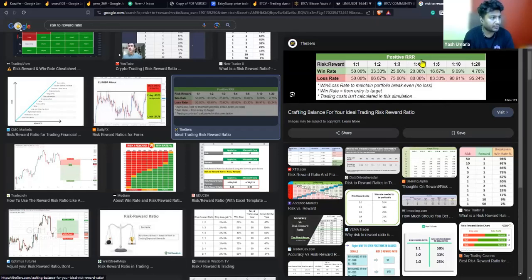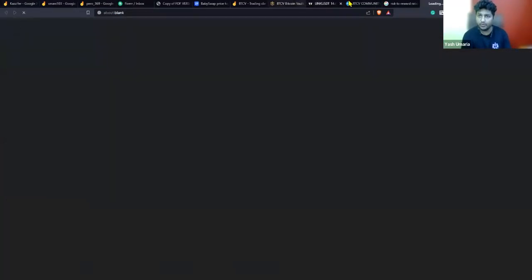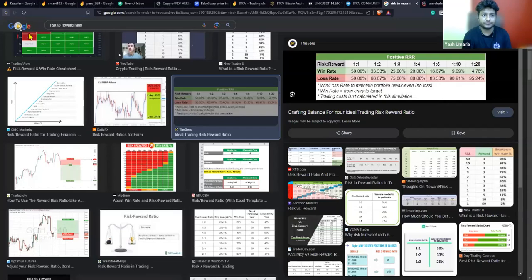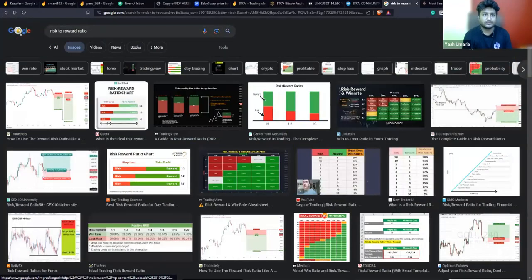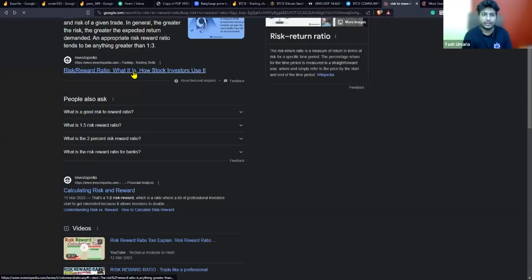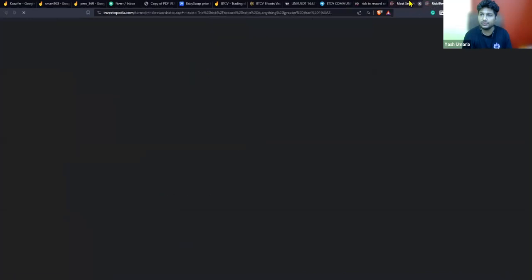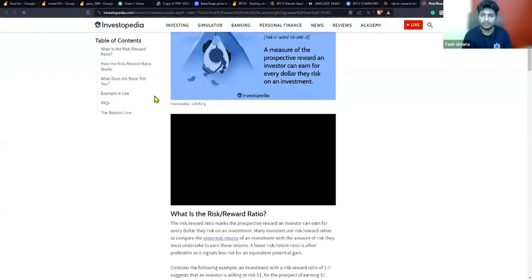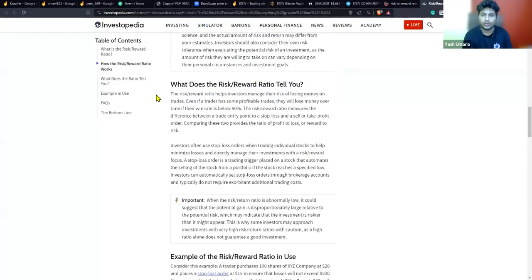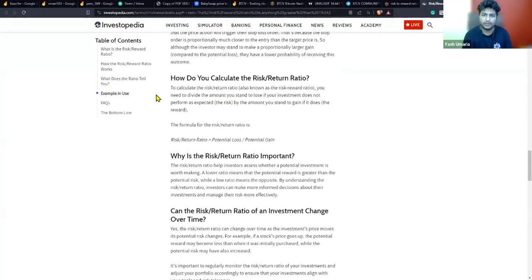Read about it. You can go on YouTube and just type what is risk to reward ratio. You will get everything. Also, you can just Google about it. It's very simple, but it's very important. Okay. In the Investopedia page, if you read what is the risk to reward ratio, you will see everything. Okay. You can read about it. Of course, it will take some time, but yeah.